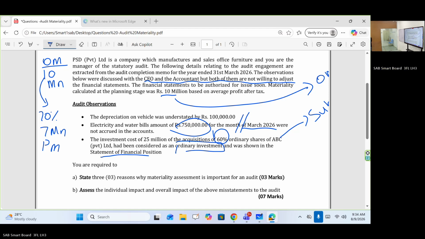Number 2: to do proper audit planning. Number 3: to take audit opinion related decisions.